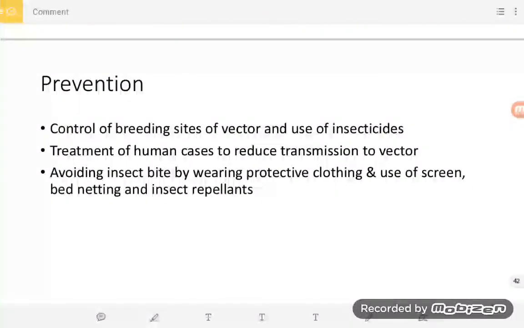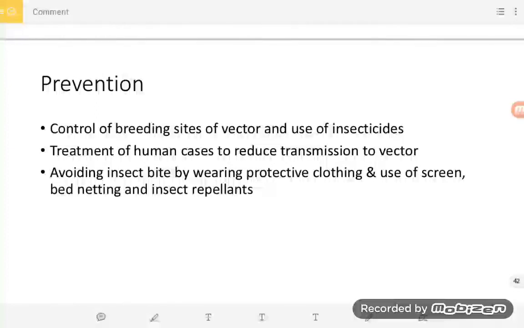For prevention, again you have to think about biting control, vector control, and treatment of individuals. You also have to consider the mode of transmission, how it is transmitted, so you can control it that way. That means control of the breeding sites of the vector and use of insecticide. If they ask a short answer question, you have to explain the possible prevention methods one by one. Treatment of human cases reduces transmission to the vector. If infected persons are the source of infection and we control them, we can prevent the transmission.